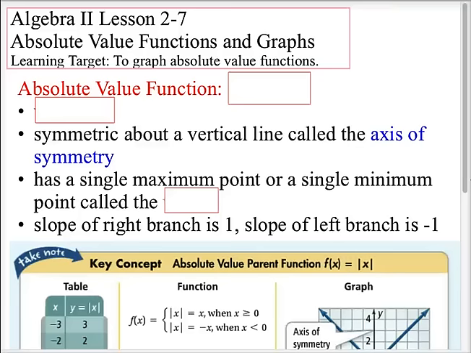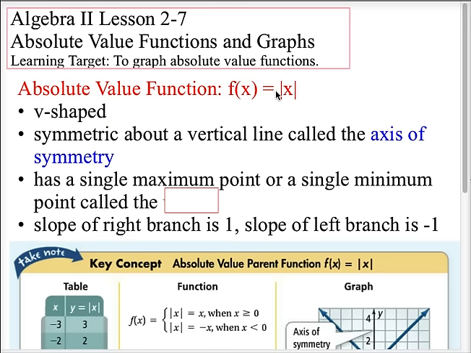Welcome to lesson 2-7. So we're going to apply all the stuff that we did the past two lessons with the families of functions. We're going to now put that into application to graph absolute value functions. So absolute value functions take the form f of x or y equals absolute value of x, and it ends up creating a V shape. Now, it is symmetric about a vertical line called the axis of symmetry. And it has a maximum or minimum point that we call the vertex.